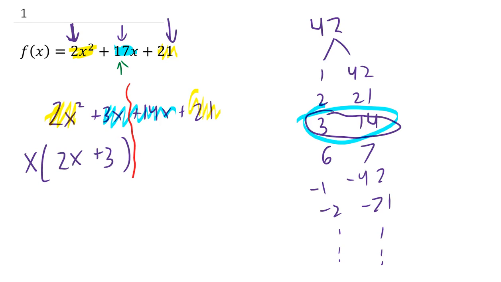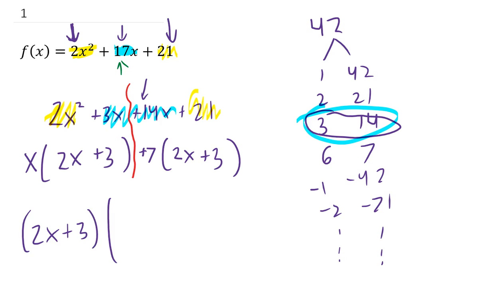And out of the right side, I could take out a positive 7. I pay attention to the sign here. If this is a positive sign, I take out a positive. If it's a negative sign, I take out a negative. Positive 7 factored out makes 2x plus 3. And now I have, on the left and the right of this red squiggly, a factor of 2x plus 3. So I could take it out of the whole thing. And what I am left with is x plus 7. That is the correct factoring of our original problem.